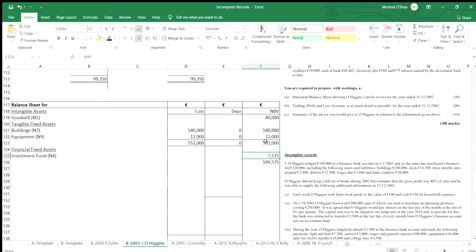It's another fixed asset, so I'll add it onto the 592. And at the end here, I can find that I've total fixed assets of 599,575. So again, all I've done here is just adding up my fixed assets that we've worked out from the notes.